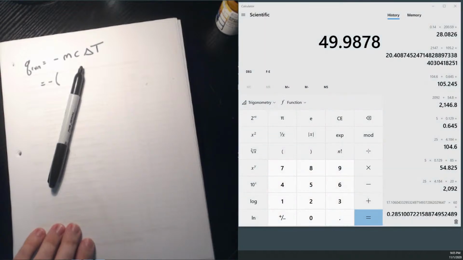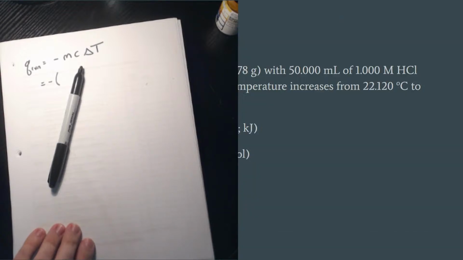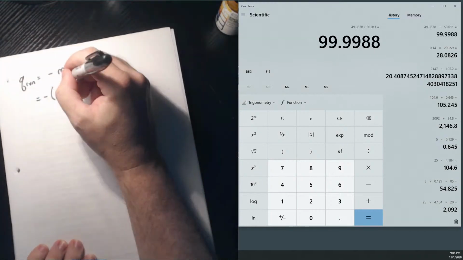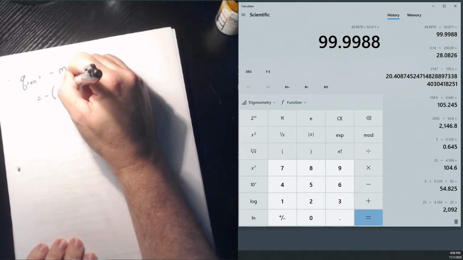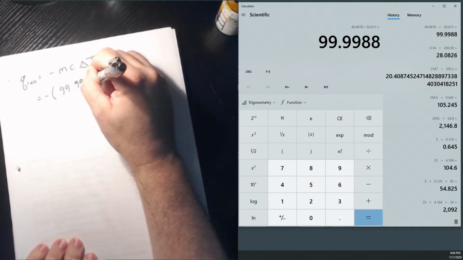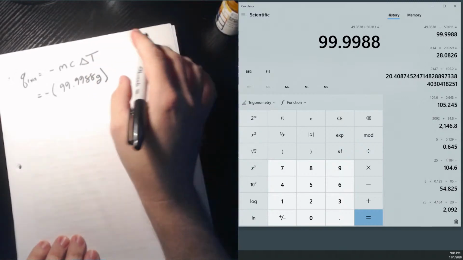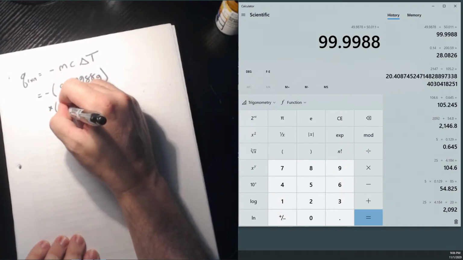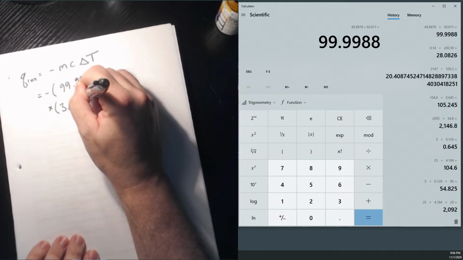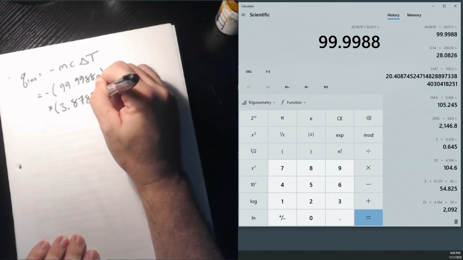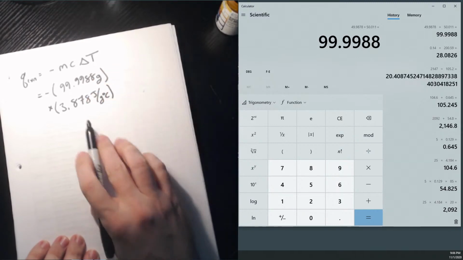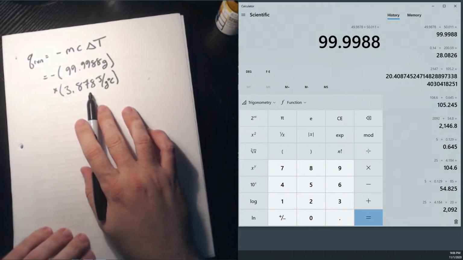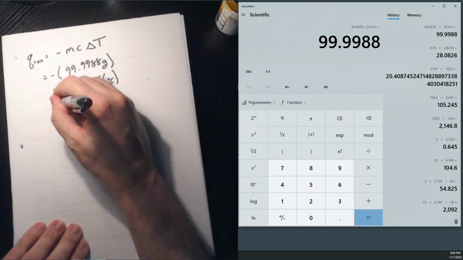49.9878, I think it was. Plus 50.0110 gets us not quite 100 grams, 99.9988 grams for a total mass of our solution, multiplied by the specific heat capacity, which I gave to you, 3.878 joules per gram degrees Celsius. It's not quite the specific heat capacity of water because it's not pure water. It has stuff dissolved in it. And then we multiply that by the change in temperature.